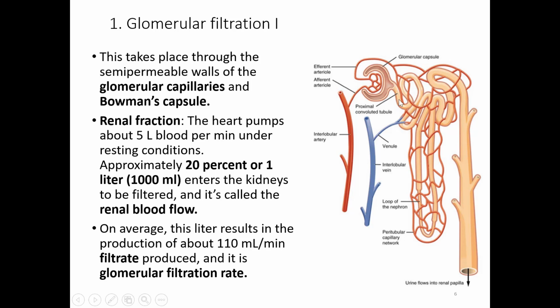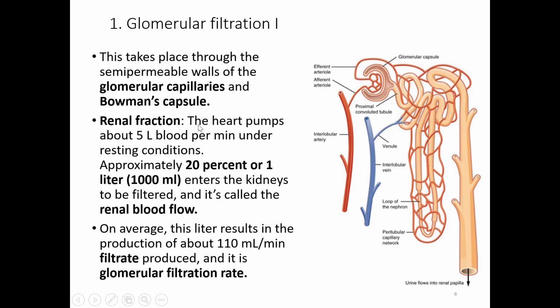And number 1 will be what is happening right here in the glomerular capsule, which is glomerular filtration. The walls of the capillaries right here are semi-permeable, so they can let water and small ion substances go to the capsules. And the same is true about the walls of the Bowman's or glomerular capsule.